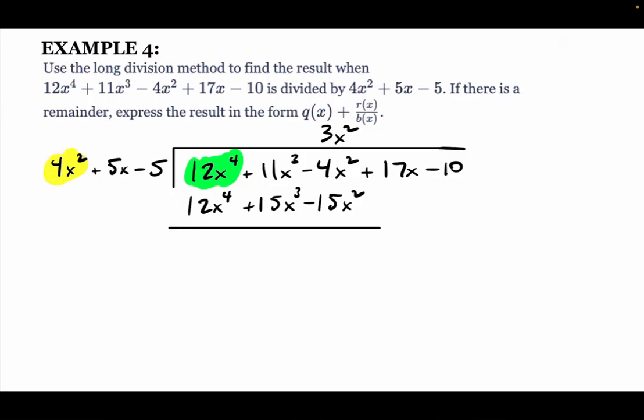Change the signs. 2 of them are positive, so they need to become negative. 1 of them is already negative, that needs to become positive. If you did your job right, the first guy should be 0. Okay? 12x to the 4th minus 12x to the 4th, 0. 11x to the third minus 15x to the third, negative 4x to the third. Negative 4x plus 15, positive 11x squared. Move down, move down.